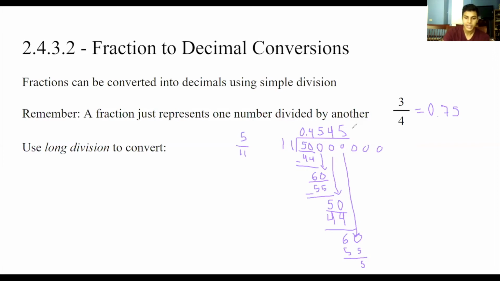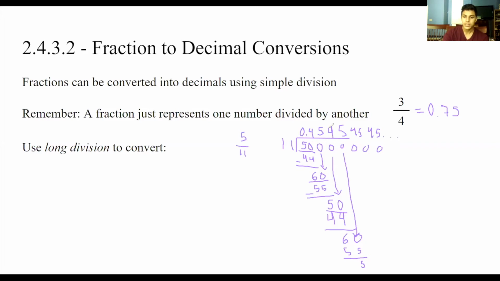And if you kept dividing, you get 0.45, 45, 45, 45, and so on. And when you notice this in a long division question, that you're doing the same calculations over and over, which is 50 divided by 11 and then 60 divided by 11 over and over again, that means you've actually finished the question because you have a repeating decimal at the end.